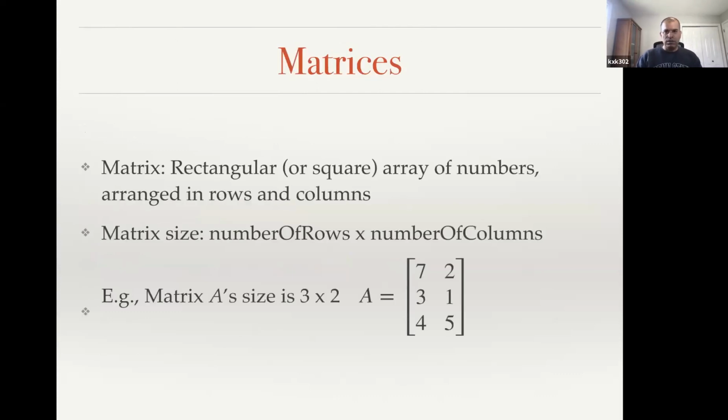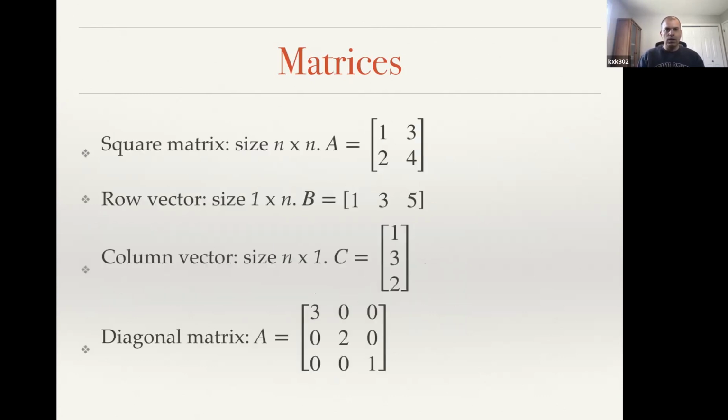So matrices, which is the plural of a matrix, is just a rectangular or square array of numbers arranged in rows and columns. So a matrix size is determined by the number of rows and the number of columns. So in this matrix A displayed here, there are 3 rows and 2 columns, so it's of size 3 by 2. There are different types of special matrices.